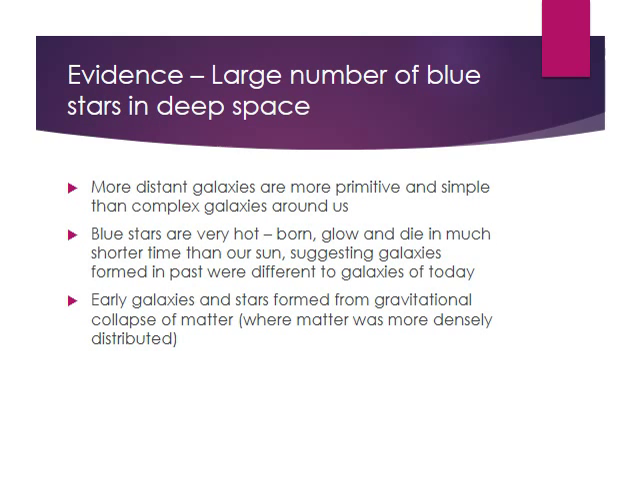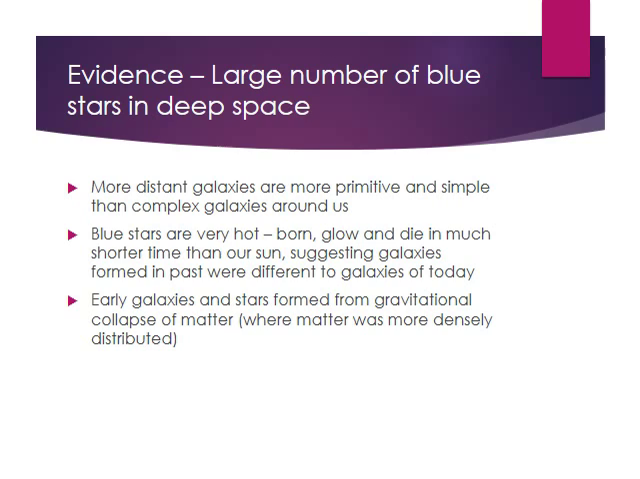Further evidence is the large number of blue stars. We'll start to look at the colours and intensity of light related to temperature when we look at the Hertzsprung-Russell diagram, but the more distant galaxies are more primitive and simpler than complex galaxies around us. Blue stars are very hot. They are born, glow and die in a much shorter time than our Sun, suggesting galaxies formed in the past were different to galaxies of today.